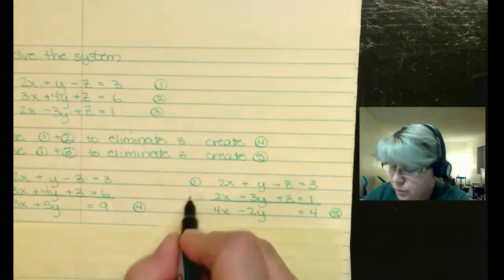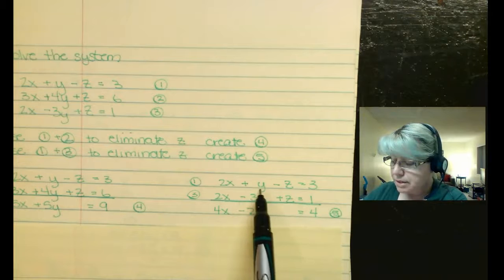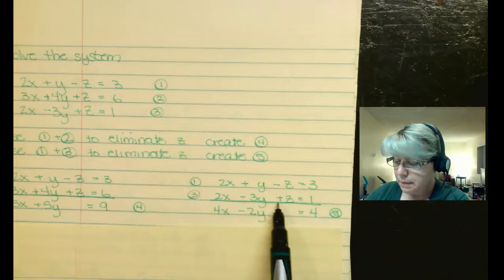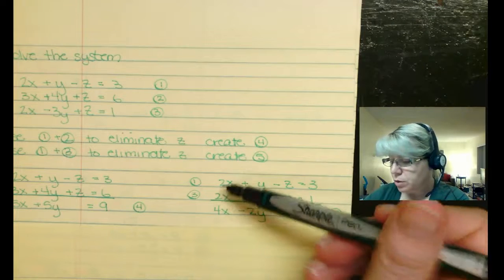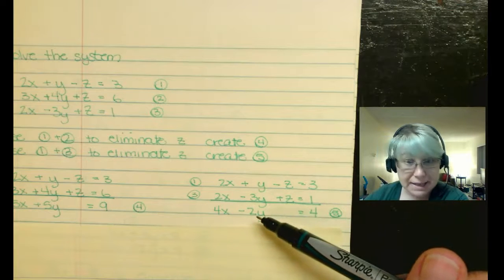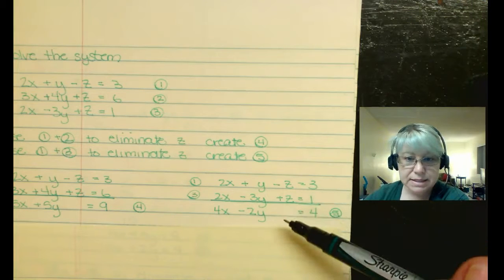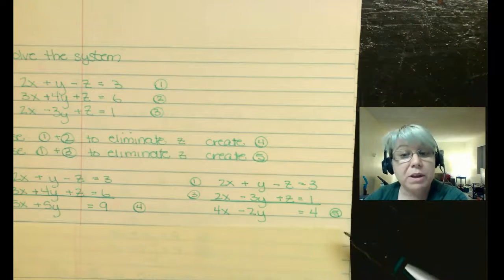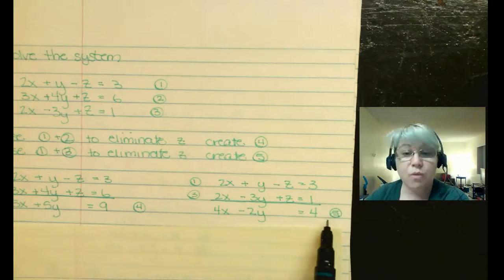Alright, let's do 1 and 3 together. 2x plus y minus z equals 3. 2x minus 3y plus z equals 1. Add them together. 2x plus 2x is 4x. y minus 3y is minus 2y. Minus z plus z is 0 z's. And 3 plus 1 is 4. That will be our fifth equation. 4x minus 2y equals 4.